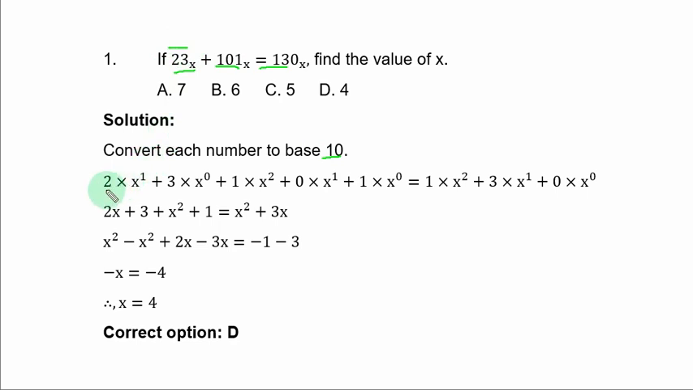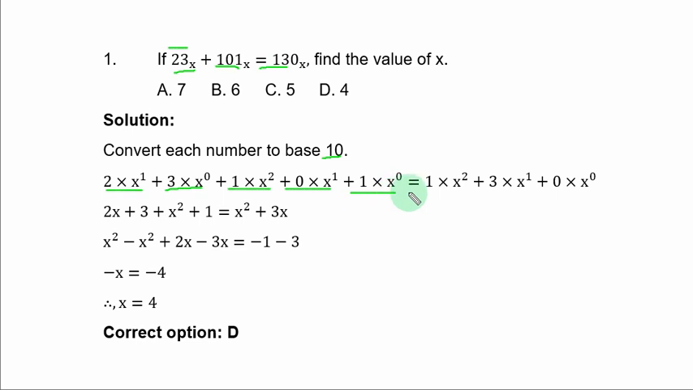So for the first number, 23, you have 2 times s plus 3 times s. What you do is insert the position of each digit, starting from 0. From the right, the position of 3 is 0, so you have s power 0. The position of 2 is 1, so you have s power 1. So the second number becomes 1 times s squared plus 0 times s power 1 plus 1 times s power 0. That is the position starting from 0 now.